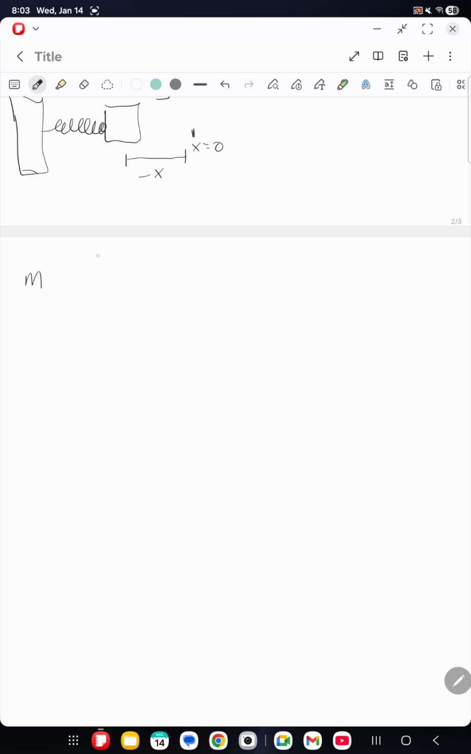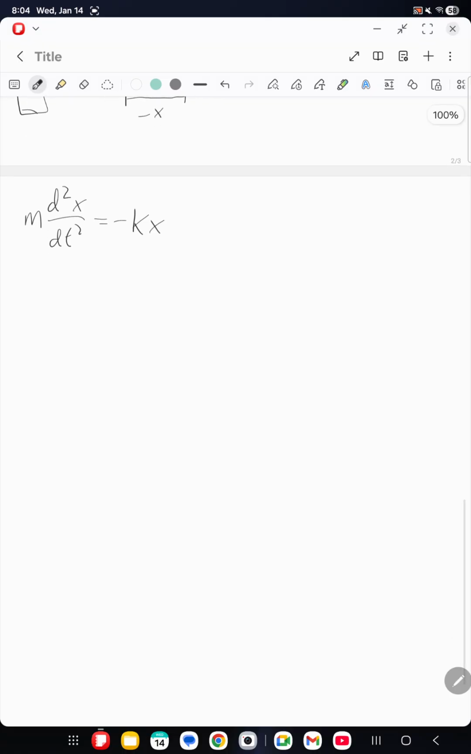Ma or m d squared x over dt squared. So the double derivative of displacement is acceleration. So ma, which is Newton's second law, is equal to the restoring force, Hooke's law. So both of these are equal, and this is Hooke's law.